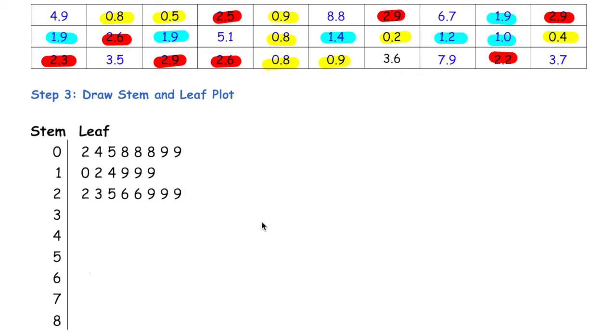Now we want to show all the values that have a stem of 3, and once again I'd recommend crossing them out as you're using them up. So in 3 we've got 3.5, 3.6, and 3.7. And so we're going to have 5, 6, and 7. Then the idea is really just to repeat this. In the 4s we just have this 4.9. In the 5s we've got this 5.1. In the 6s we've got 6.7. In the 7s we've got just 7.9. And then finally in the 8s we have 8.8.